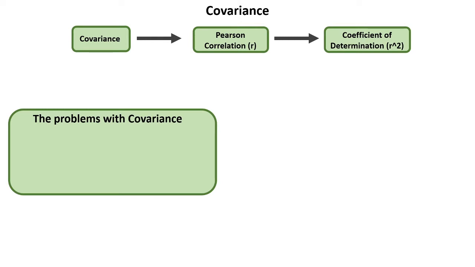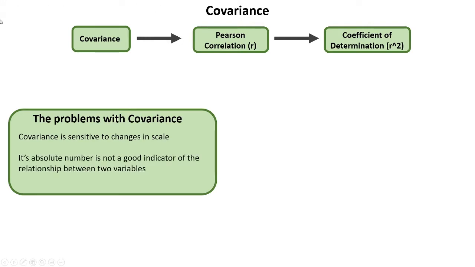Okay, so what are the problems with covariance? The big problem with covariance is that covariance is sensitive to changes in scale. This means that the absolute number that we get for covariance is not really useful for much of anything. So if I have three data sets here, I have my red circles, my green triangles, and my blue squares.